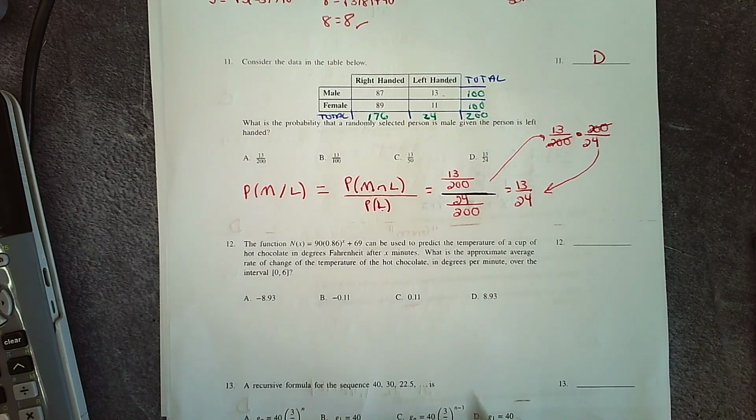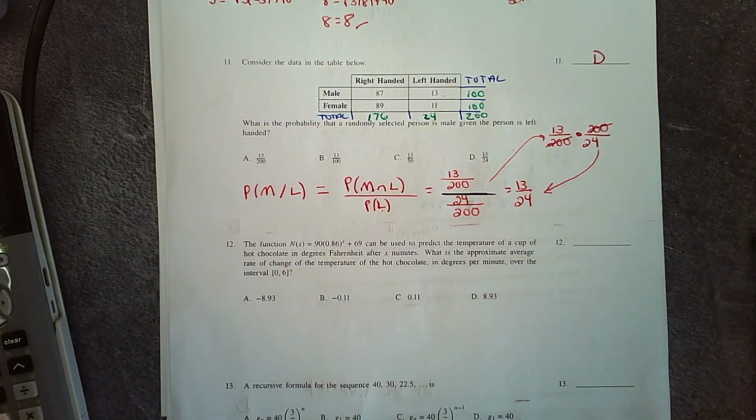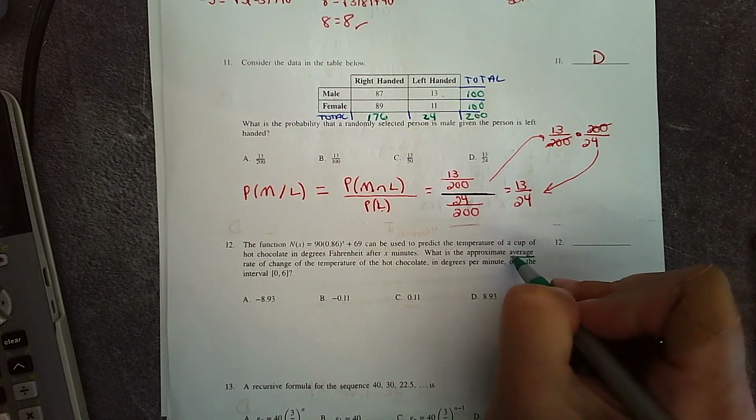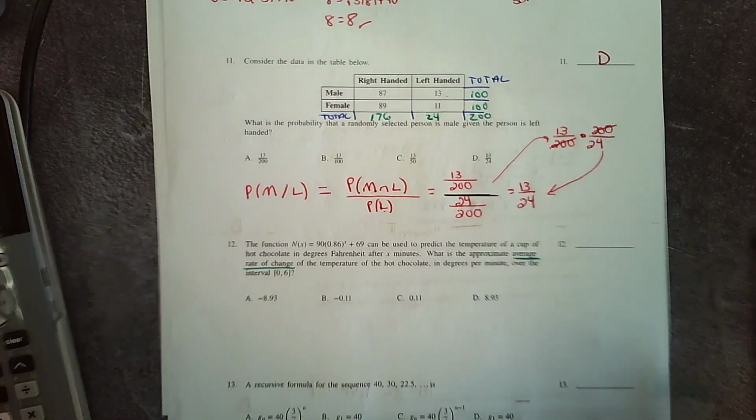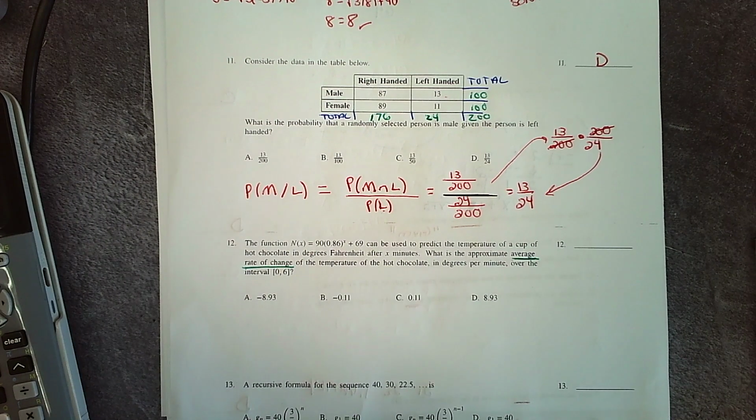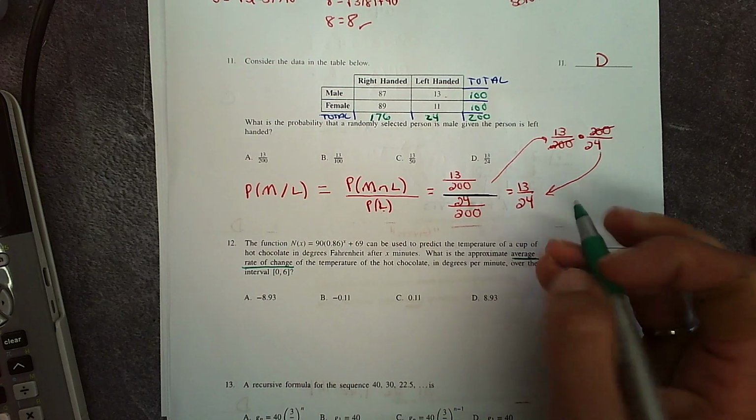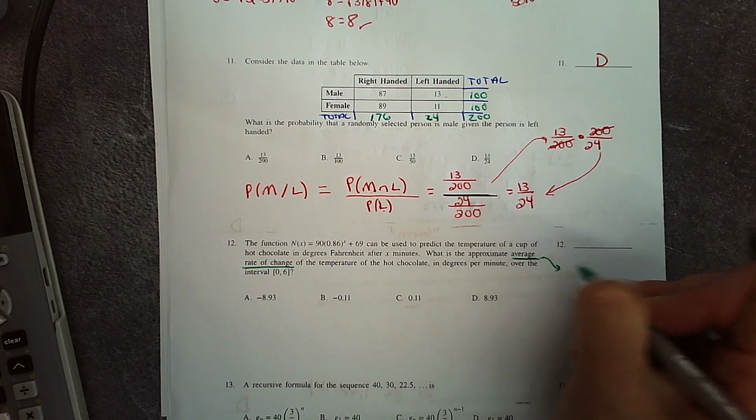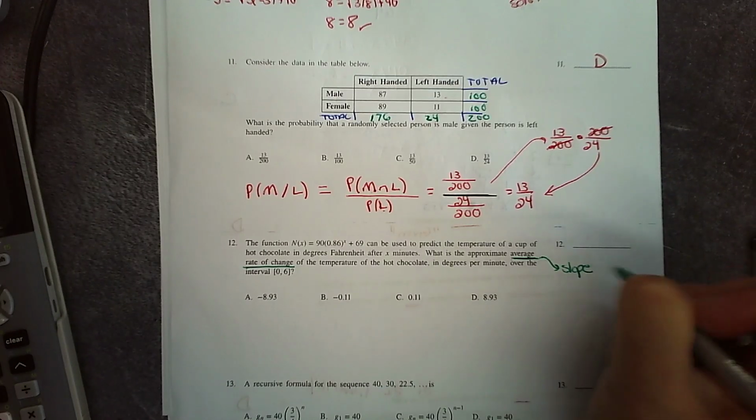All right, next one. The function n can be used to predict the temperature of a cup of hot chocolate in degrees after x minutes. What is the approximate average rate of change of the temperature of the hot chocolate? All right, average rate of change. Definitely getting this question. Average rate of change, right, means slope.